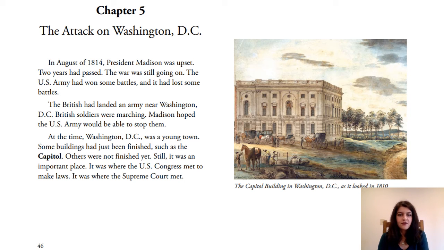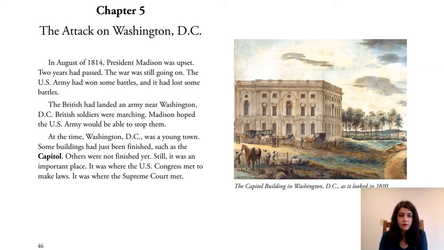In August of 1814, President Madison was upset. 2 years had passed. The war was still going on. The U.S. Army had won some battles, and it had lost some battles. The British had landed an army near Washington, D.C. British soldiers were marching. Madison hoped the U.S. Army would be able to stop them.